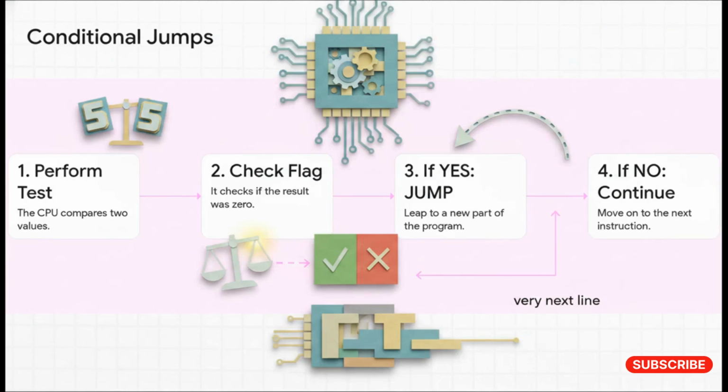And this is how it works. It's actually pretty elegant. The CPU performs a test. Let's say it compares two numbers to see if they're the same. It then checks a special status flag, like the 0 flag. If the numbers were equal, their difference is 0, and that flag gets switched on. An opcode like JE, which means jump if equal, sees that flag is on and tells the processor to leap to a completely different part of the program's blueprint. If the flag's off, no big deal. It just moves on to the very next instruction in line. It's a simple yes or no choice that forms the basis of all computer logic.